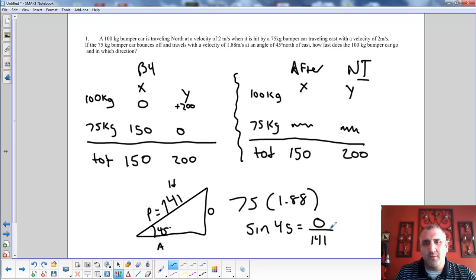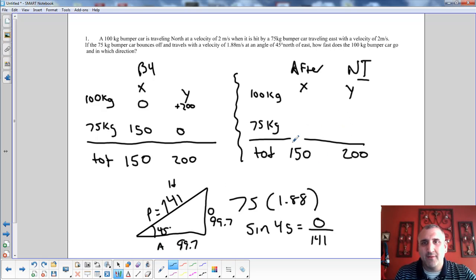So multiply both sides, 141 times sine 45. As long as you are in degrees, you should end up with 99.7 there and 99.7 there. Again, 45 degrees, this side equals this side. So now I can get rid of my little squiggly lines here and here.